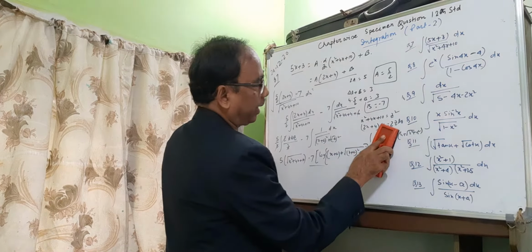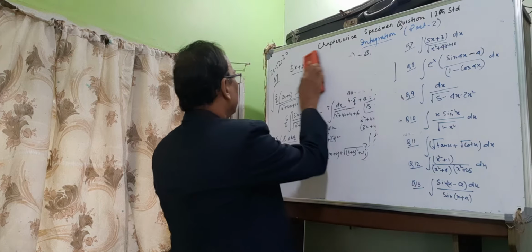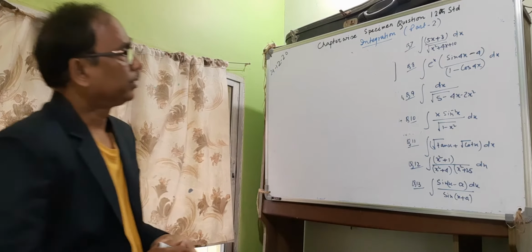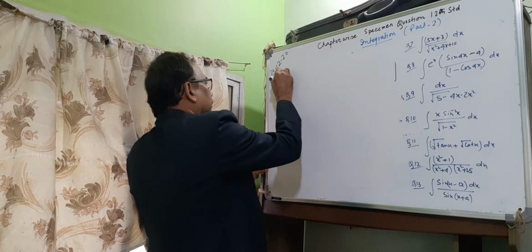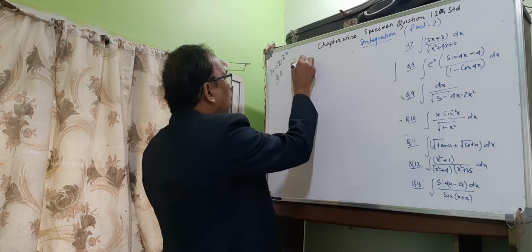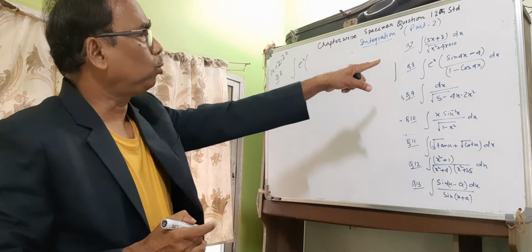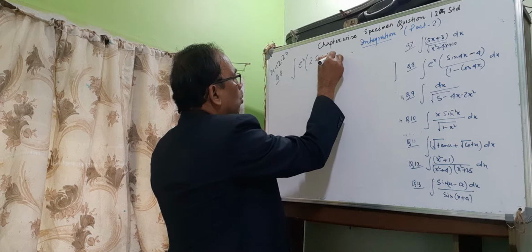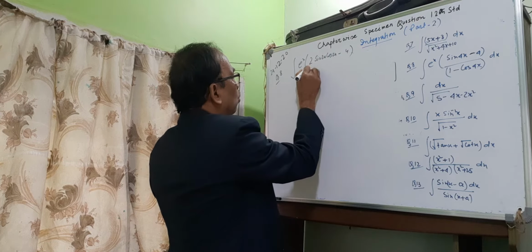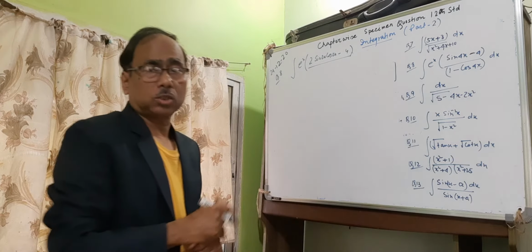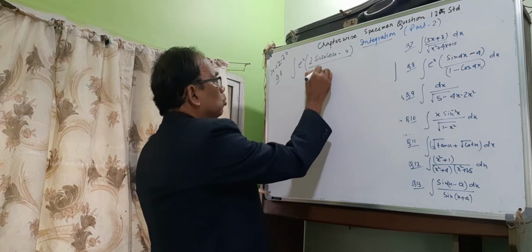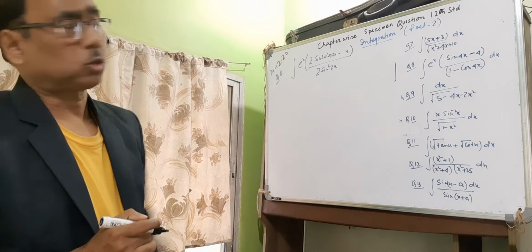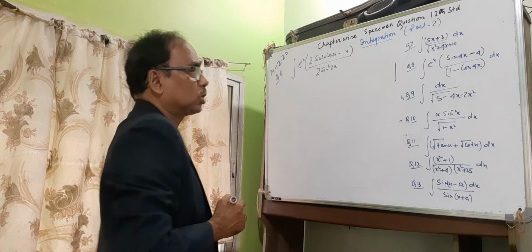Next, question number 8. Here, integration e to the power x into (sine 4x minus 4) over (1 minus cos 4x). We can write sine 4x as 2 sine 2x cos 2x, and 1 minus cos 4x is 2 sine square 2x, from the trigonometric formula 1 minus cos 2x equals 2 sine square x.